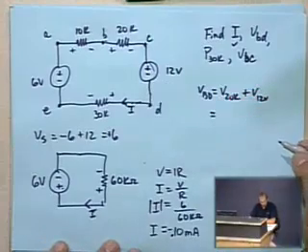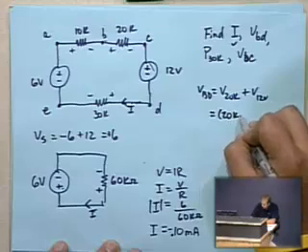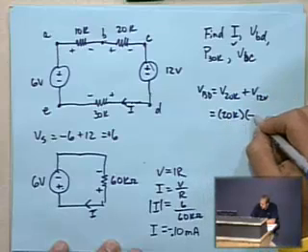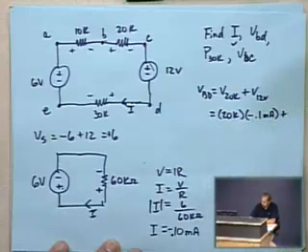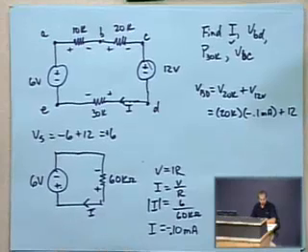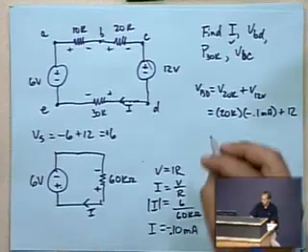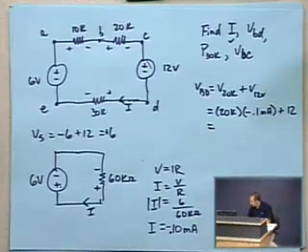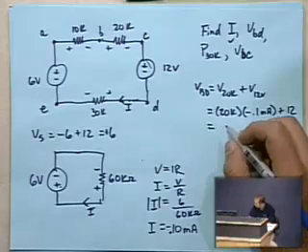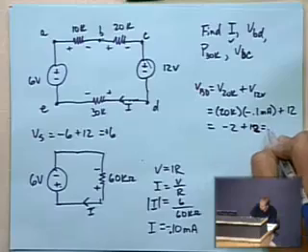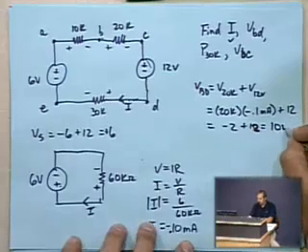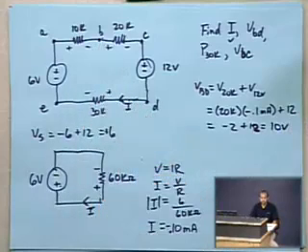What is the voltage across the 20K resistor? Well, it's 20 kiloohms times the current running through it, which is negative 0.1 milliamps, and we add on the 12 volts from the source. 20 to the third times 0.1 to the negative third gives us negative 2 plus 12 equals 10 volts. And that's the voltage from B to D.